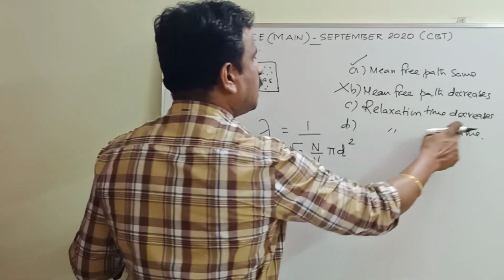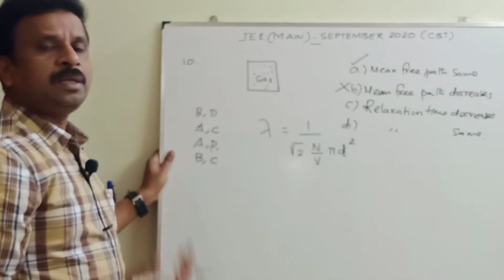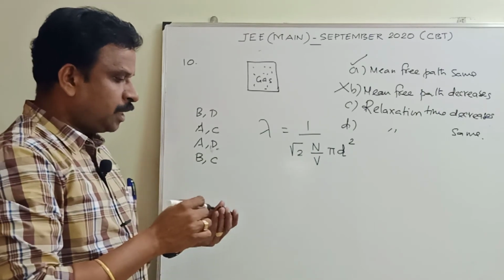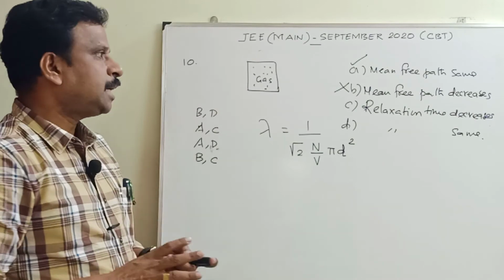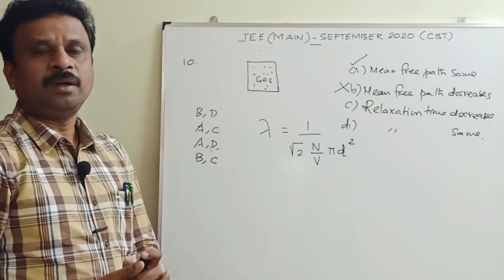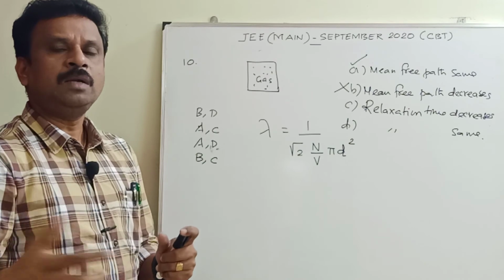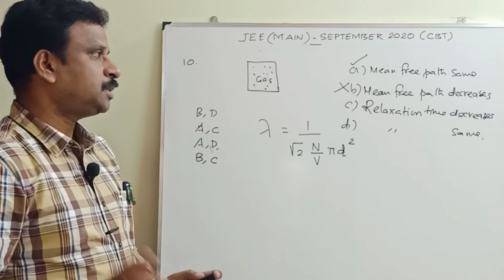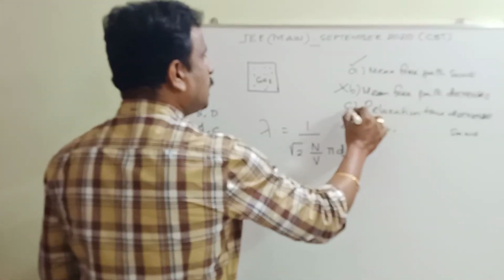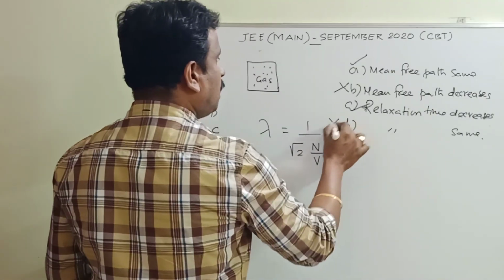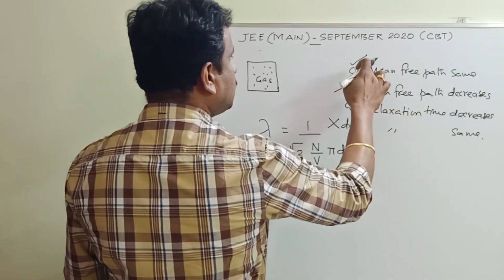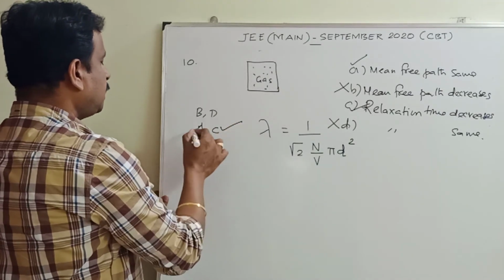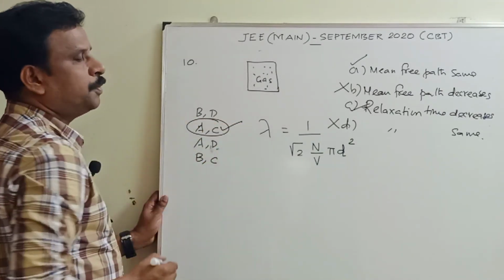And here the relaxation time decreases. When you increase the temperature, what will happen? The number of collisions will increase. So when the number of collisions is increasing, the relaxation time will decrease. It will not take rest. It will quickly collide with the successive molecules. The relaxation time in fact decreases, it does not increase. So the decreases statement is correct. Remains the same is also not correct. Therefore statements A and C are the correct statements. So the answer is A and C is correct. The second choice is the correct option for us.